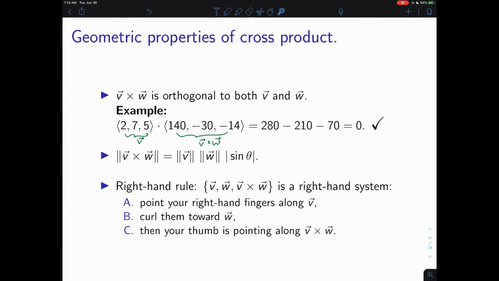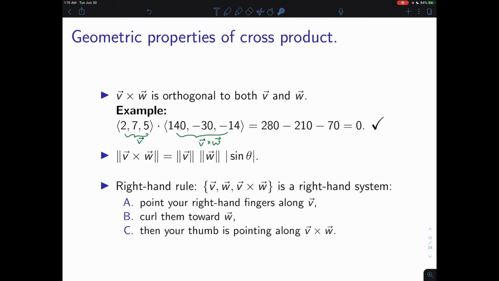If we check, 2 times 140 makes 280. 7 times minus 30 makes minus 210. And 5 times minus 14 makes minus 70. And when we total those, 280 minus 210 minus 70, we get 0. So, yep, they are orthogonal. That confirms it for that example. And what I'm telling you is it's not just that example. That's in general. Any vectors.